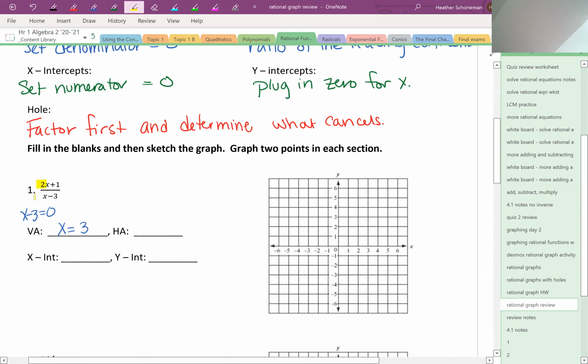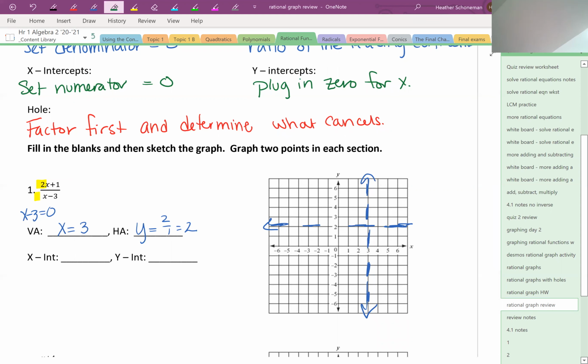My horizontal asymptote is the ratio of the leading coefficients because the degree is the same. So I have 2 over 1, which is 2. So the first thing I'm going to do is I'm going to have a vertical line at 3. And I'm going to have a horizontal line at positive 2. All right, now that I've got my lines, now I'm going to need to find 4 points, 2 in each section. Remember, there's always 2 sections and they're always opposite diagonals from each other.